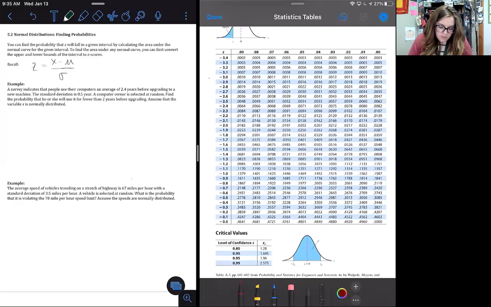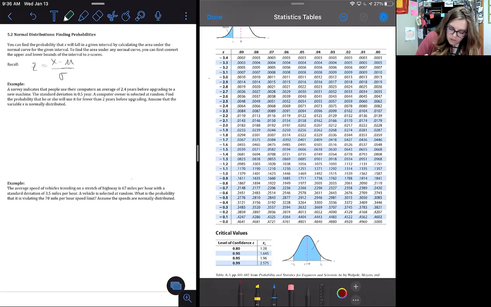All right, so for this first one, a survey indicates that people use their computers an average of 2.4 years before upgrading to a new machine. The standard deviation is half a year. A computer owner is selected at random. Find the probability that he or she will use it for fewer than 2 years before upgrading.